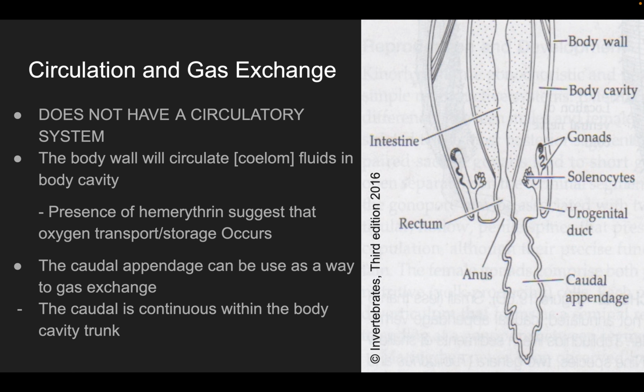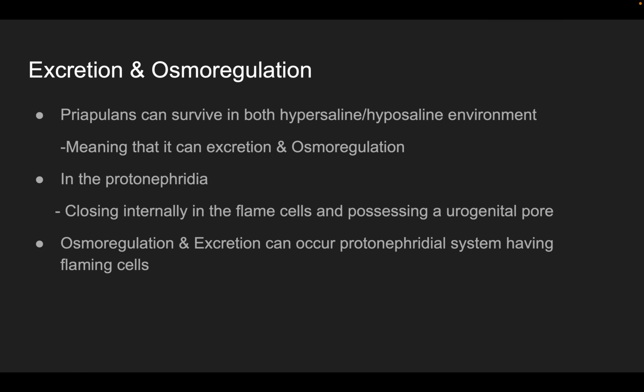If the caudal appendage is continuous with the body cavity, it will be inside the body. For excretion and osmoregulation, priapulans can survive in both hypersaline and hyposaline environments. The protonephridia, consisting entirely of flame cells, possess a nephridiopore. Both osmoregulation and excretion can occur in the protonephridial system having flame cells.